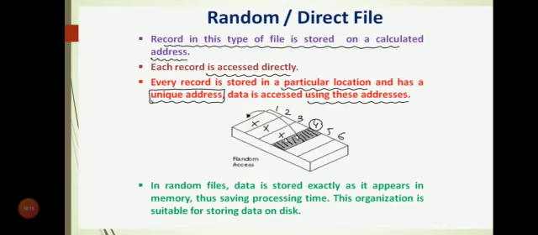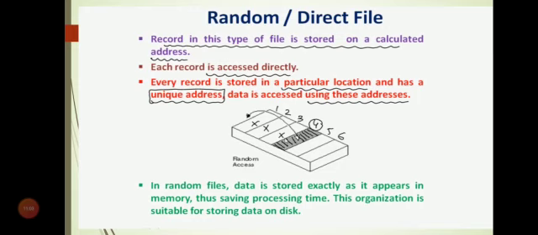Now the random or direct file. Direct or random access file organization provides access to the records directly. Each record has its own address in the file, with the help of which it can be directly accessed for reading or writing. The records need not be in any sequence within the file, and they need not be in adjacent locations on the storage medium.